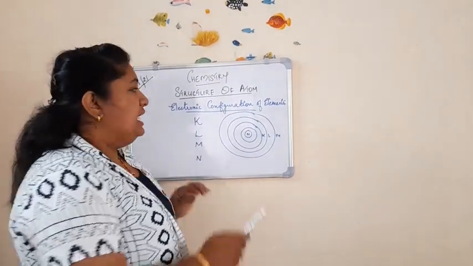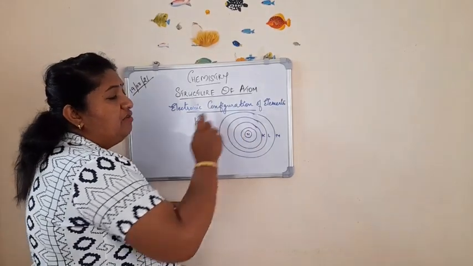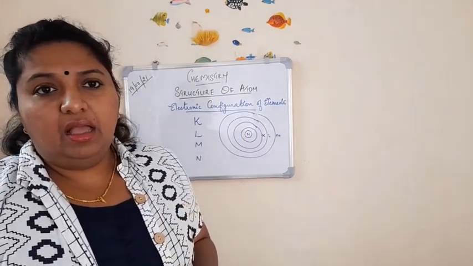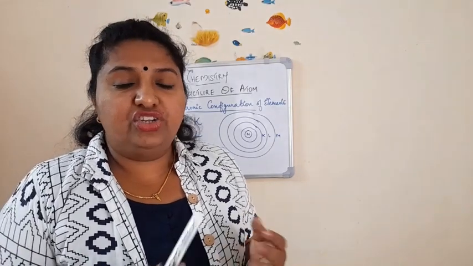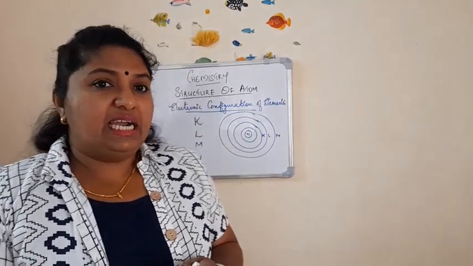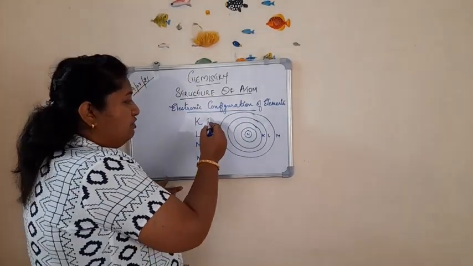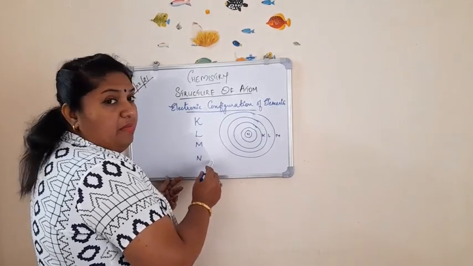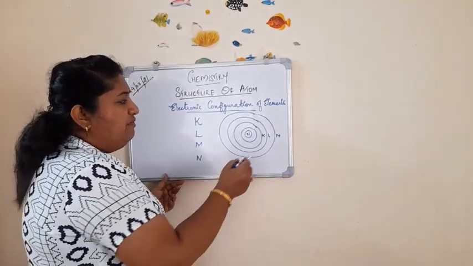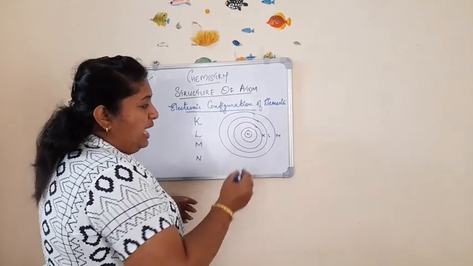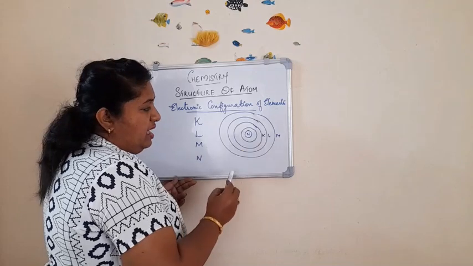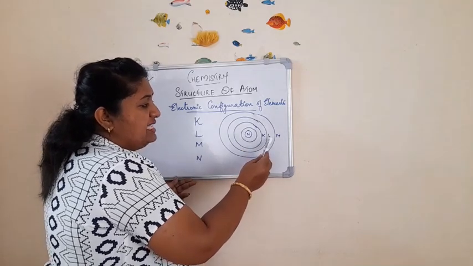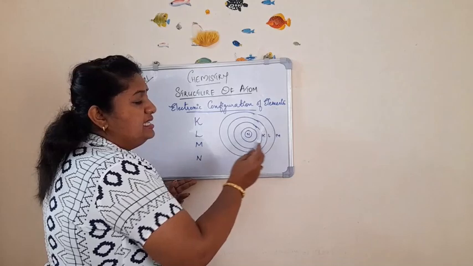Today we are going to study the electronic configuration of elements. So, how the electrons are arranged in these shells. When we studied the Bohr atom model, we studied the numbering of shells as K, L, M and N shells. When we draw the Bohr atom model, you can see the nucleus at the center and the shells arranged accordingly. The first shell is the K shell, second is the L shell and third is the M shell.